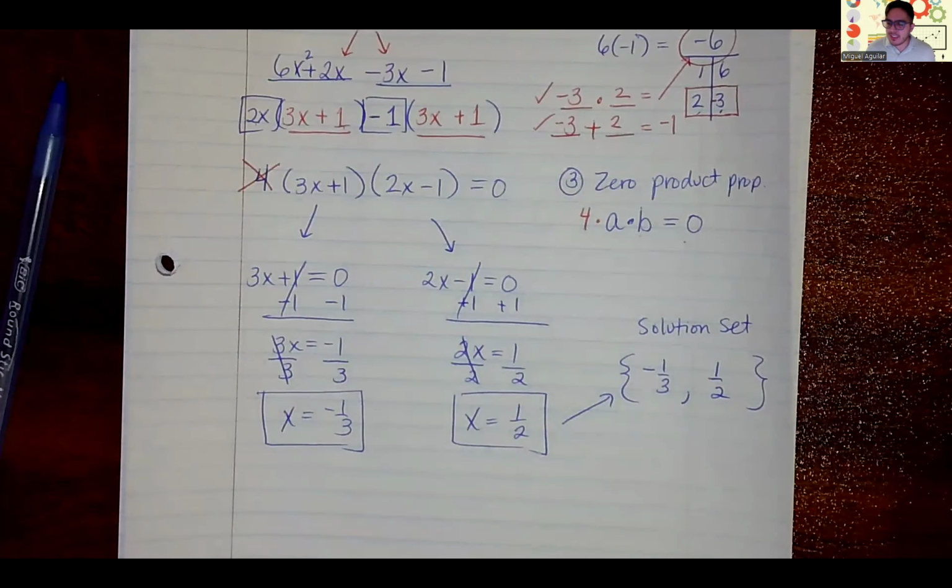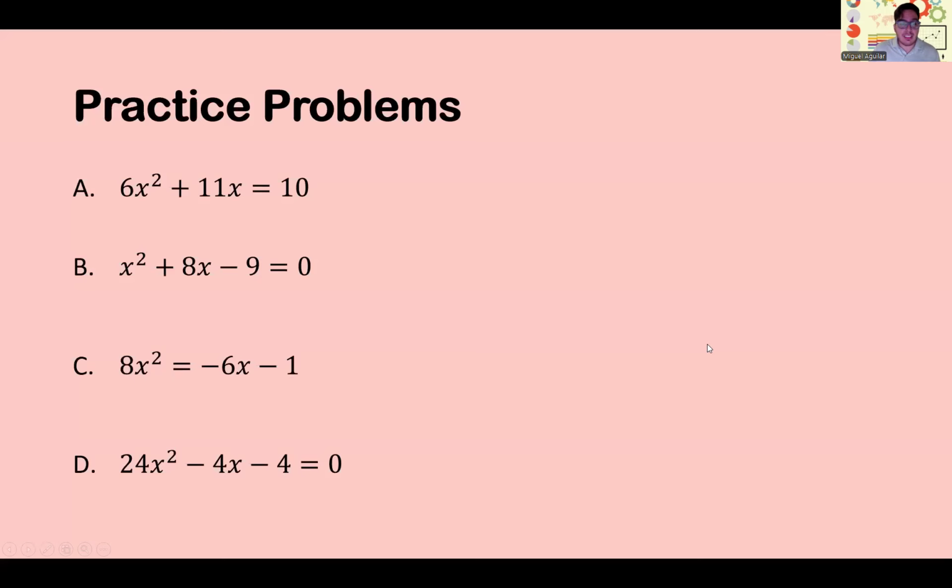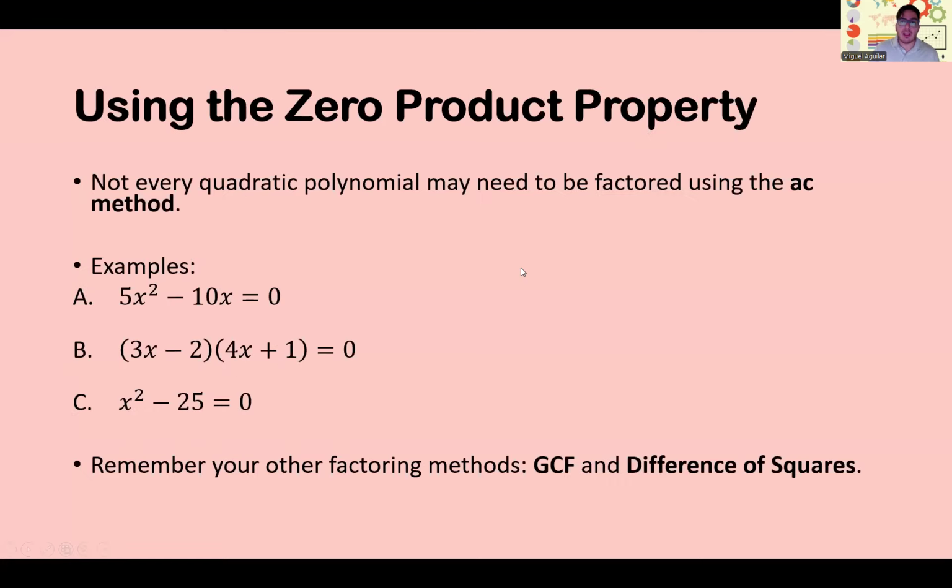So there are some other scenarios that you might run into that you should be aware of. We looked at some of these practice problems in the PowerPoint, and there are some more practice problems here. If you want to take a look at them, you could go to Math World and see if you can solve these on your own and get one of the tutors to check you on them. But you should be aware that the zero product property is very useful. Not every quadratic polynomial is going to be presented where you have to factor using the AC method.